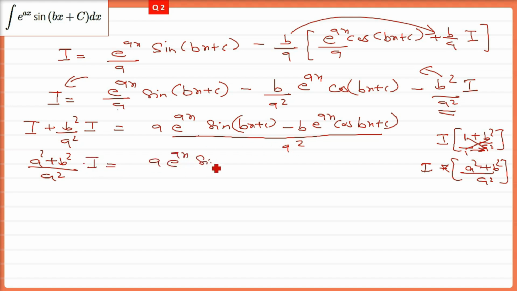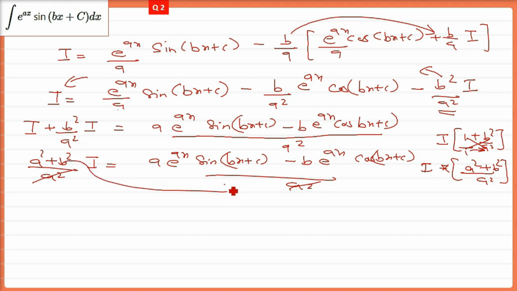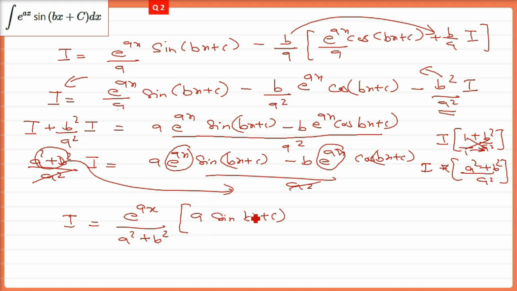now e raised ax can be taken common also. So we have a e raised ax sine bx plus c minus b e raised ax cos bx plus c, and this a square. So you can cancel this a square, and this a square plus b square has to be taken downstairs on the right hand side. So e raised ax I am taking common. A square plus b square can be brought in the denominator, and the inside will be a sine bx plus c and minus b already there cos bx plus c.